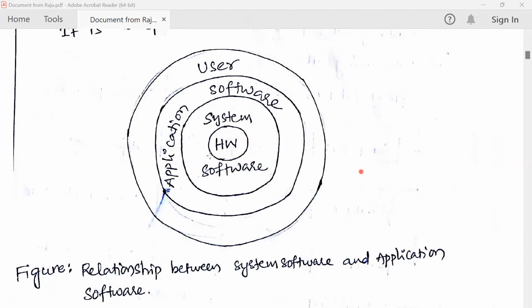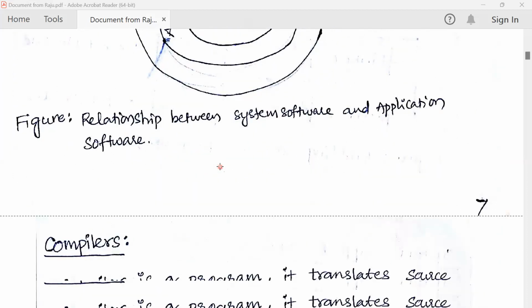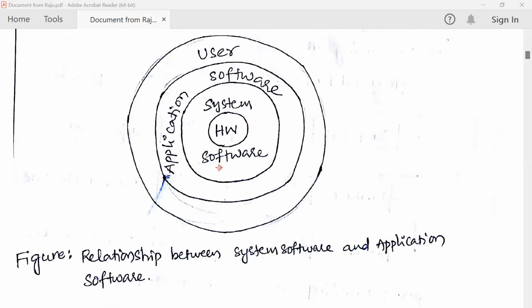Now you can see a diagram of the relationship between system software and application software. This is called hardware. This is called system software. This is called application software. This is called user. Remember, first the user will come, then application software, then system software, then hardware. So this is the relationship between system software and application software.